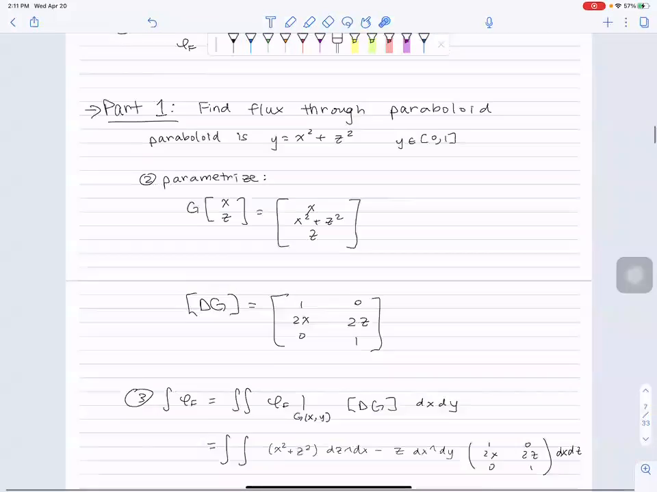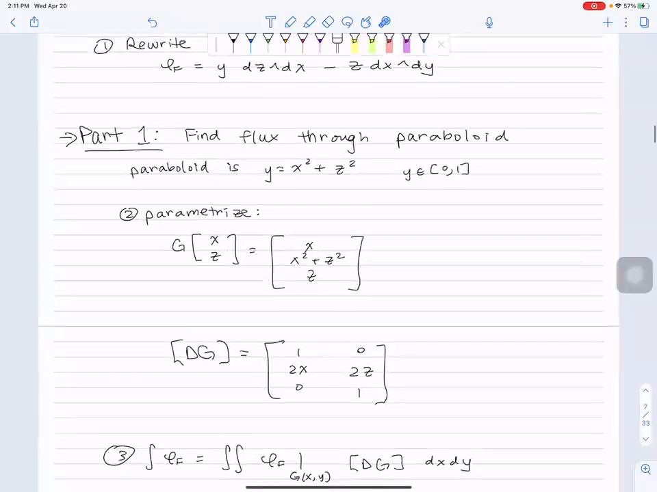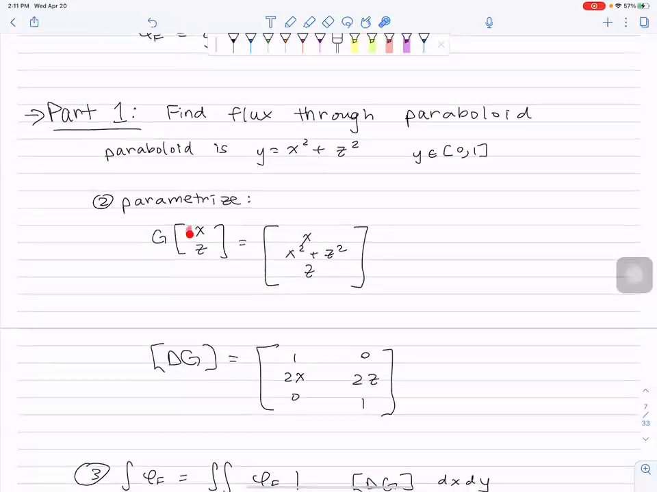then how do we parameterize it? It tells us that our paraboloid is y equals x squared plus z squared. So why don't I get rid of y? Because they already tell you what y is. So our parameterization is in terms of x and z. x and z are still the same, but y is x squared plus z squared.